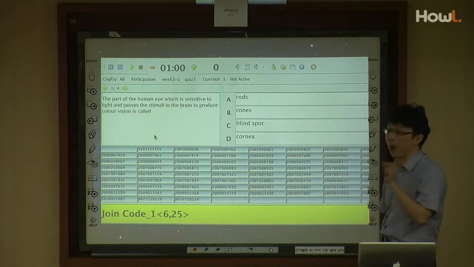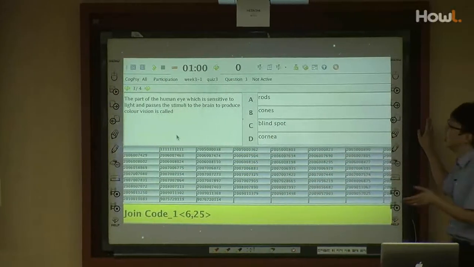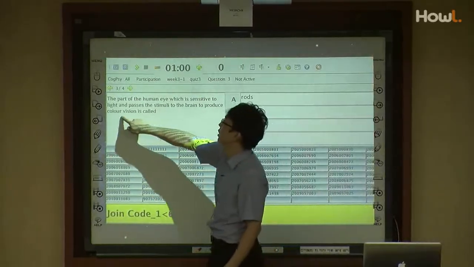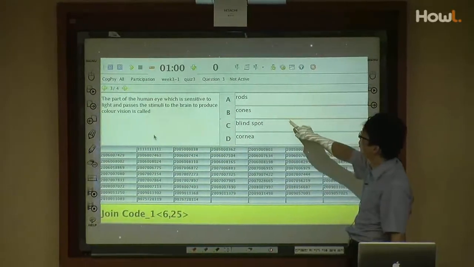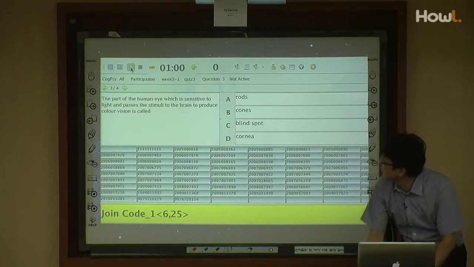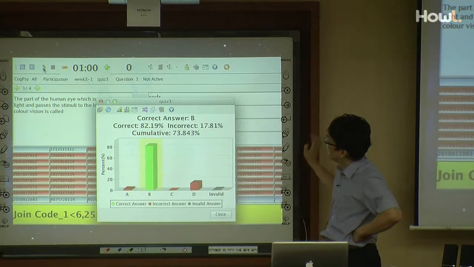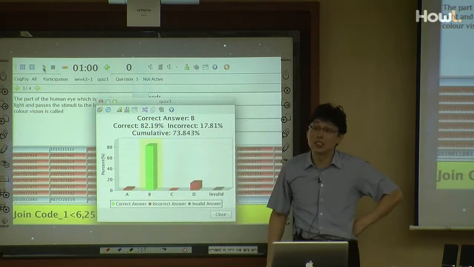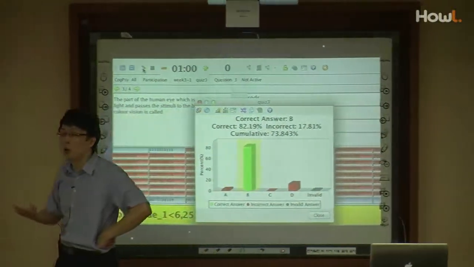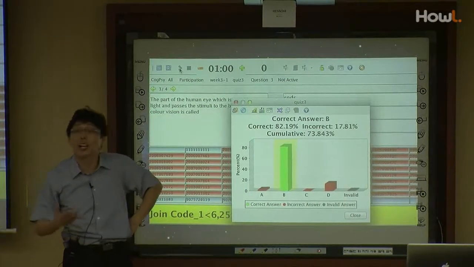Okay, color coding. The color perception. The part of the human eye which is sensitive to the light and passes the stimuli to the brain to produce color vision is called rod, cone, blind spot, or cornea. Okay? Same as before, give it 1 minute. Okay, 82%. That is what? Cones. Cone is for color perception and rod is for what? Rod. Black and white. Night vision.